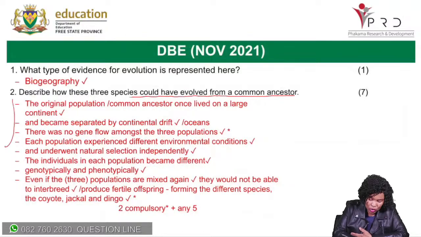So this is how you are going to explain that. The original population or the common ancestor once lived in one large continent. You see, why are you mentioning continent here? Because you are shown a world map.